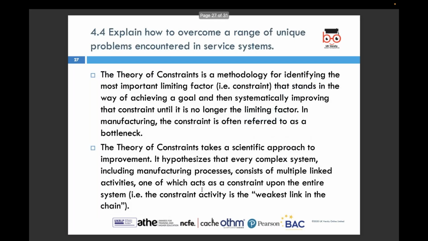Theory of constraints takes a scientific approach to improvement. It hypothesizes that every complex system, including a manufacturing process, consists of multiple linked activities, one of which acts as a constraint upon the entire system, the weakest link in the chain.